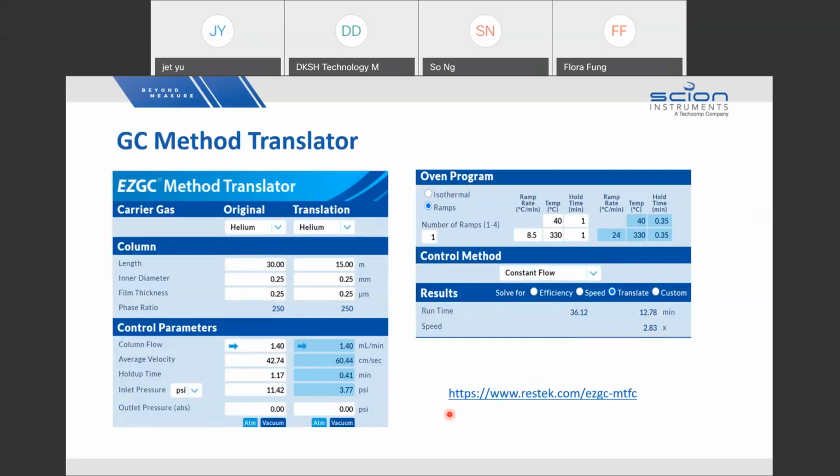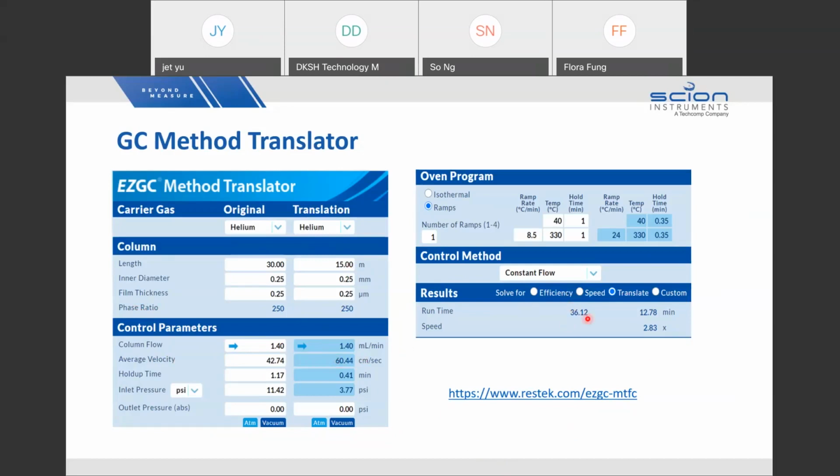This is similar to last time, like peak troubleshooting, with some software translators for you to work with when you transfer from one method to another. Basically, you can use this free online software to do some calculations and see how much faster you can achieve by changing these conditions: column length, phase ratios, velocities, all these. These are the calculations.